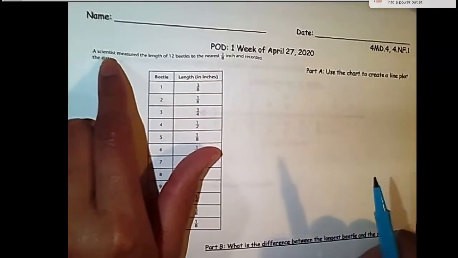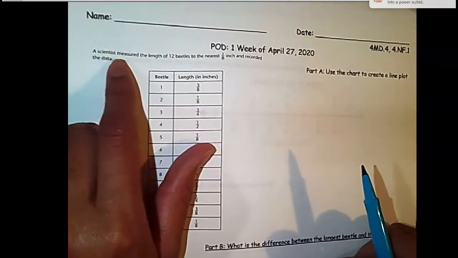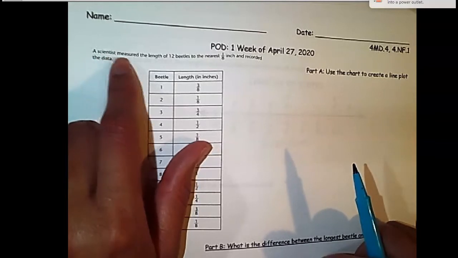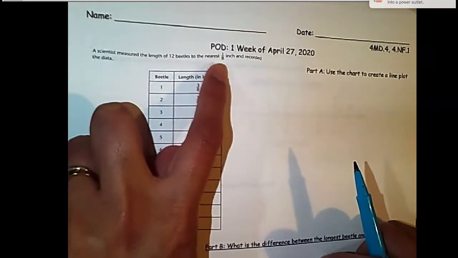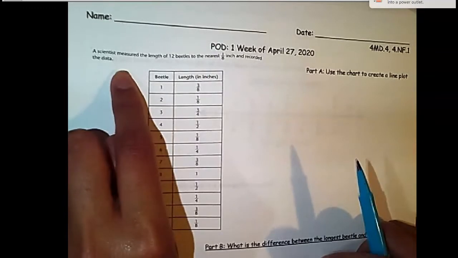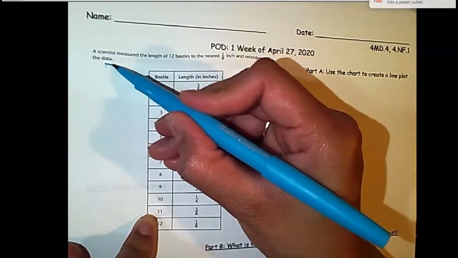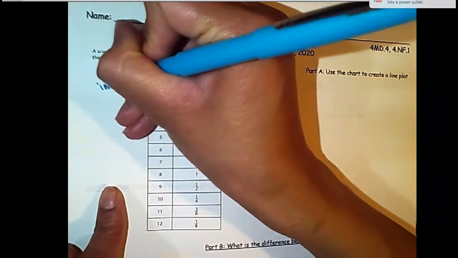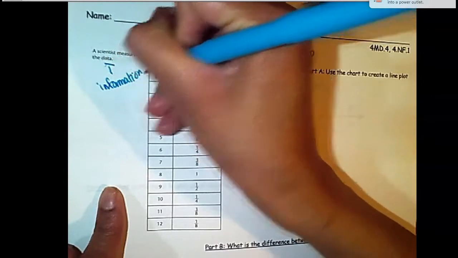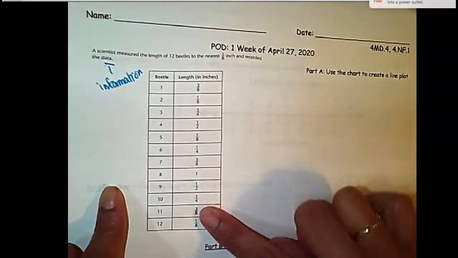So let's start by reading this little blurb up here. A scientist measured the length of 12 beetles to the nearest 1/8 of an inch and recorded the data. So here are 12 beetles, and here is the data. And I know data is an academic vocabulary word that just means the information, the numerical information. So here are the beetles, and here's what they measured.